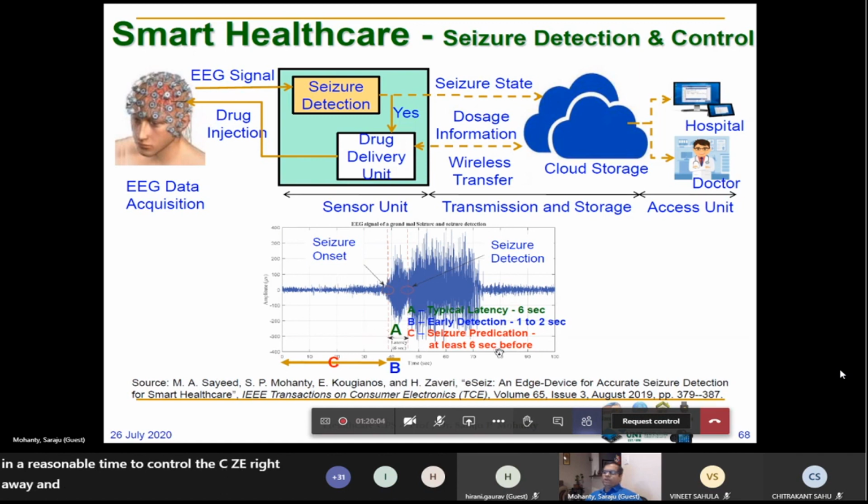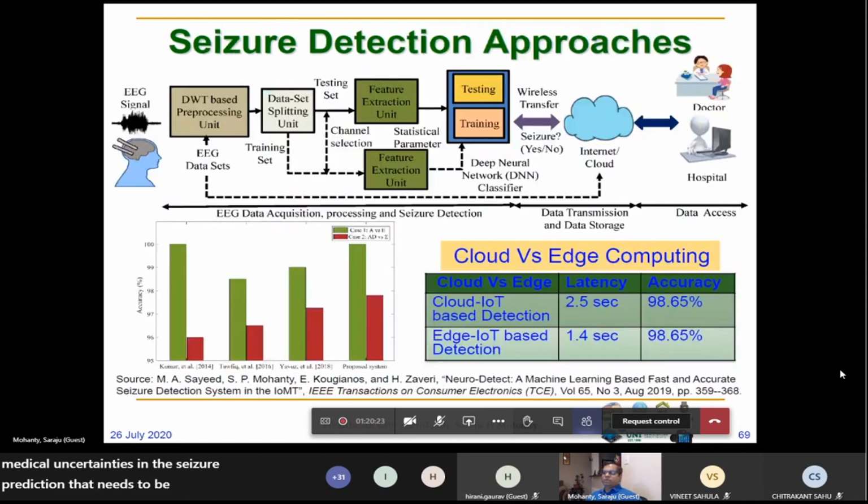And if we compare the problem of detection, most of the detections are in a few seconds. We are trying to do what we call early detection in the range of 1 to 2 seconds, and we will be very happy if we can do seizure prediction, which is a more difficult problem because there are a lot of medical uncertainties in seizure prediction. That means, before it happens, how to predict. So that is a difficult problem.